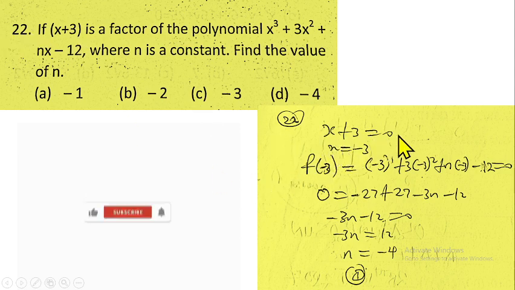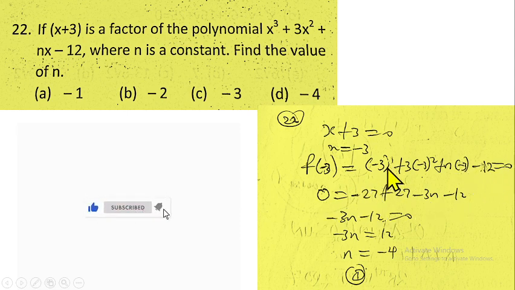So s plus 3 equals 0, as this polynomial is equal to 0 because this is a factor of this. So s is equal to minus 3. So from there, if you substitute the value of minus 3 into this polynomial, then you are supposed to get 0. So you put that here: minus 3 cubed plus 3 into minus 3 squared plus n into minus 3 minus 12 equal to 0.